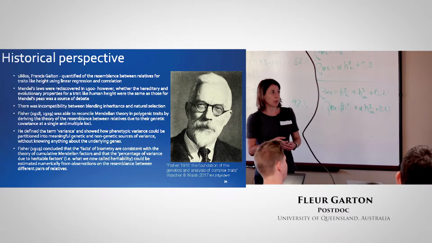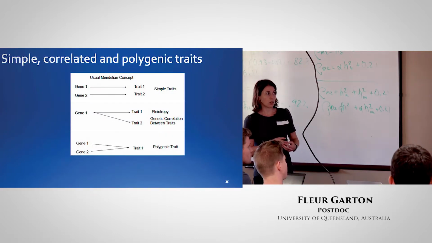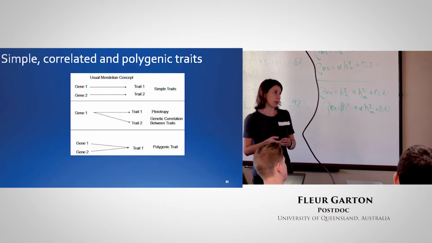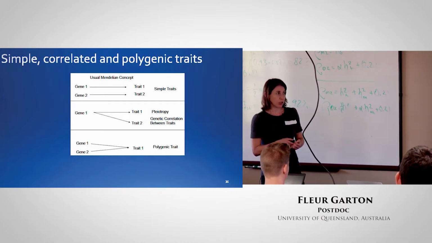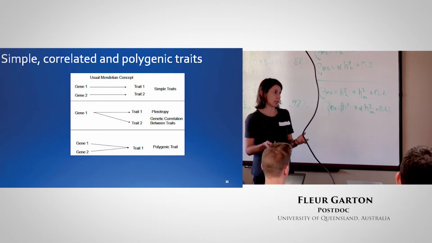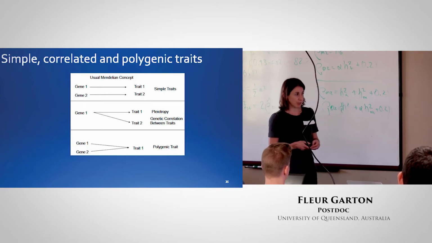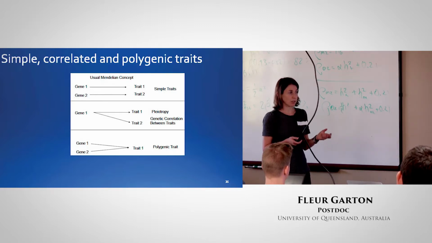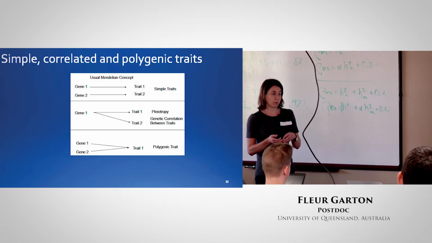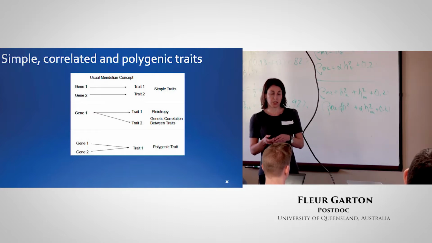This is the usual Mendelian concept, where you've got one gene or one locus influencing one trait. So these are more simple ways to think about a Mendelian trait. Then you've also got pleiotropy, when a single gene can influence two different traits, and you can get genetic correlation between traits, and we know this exists. And then you can also have polygenic traits, things like height, for example, where two genes or many, many more influence a single trait.